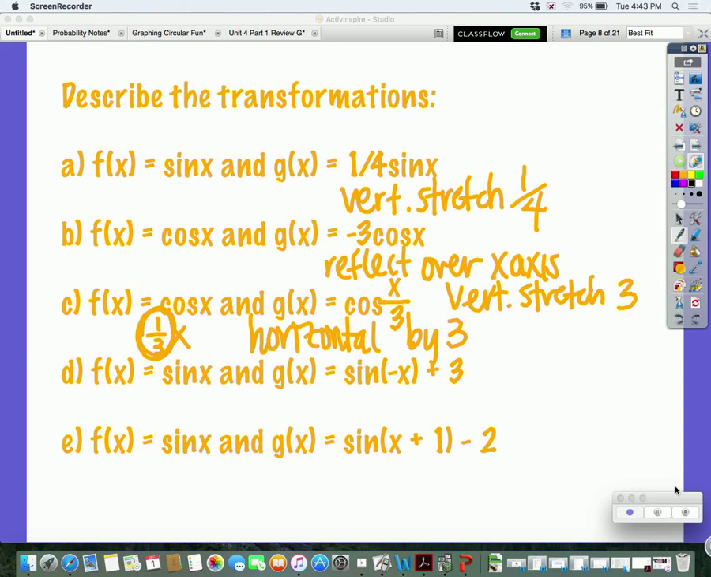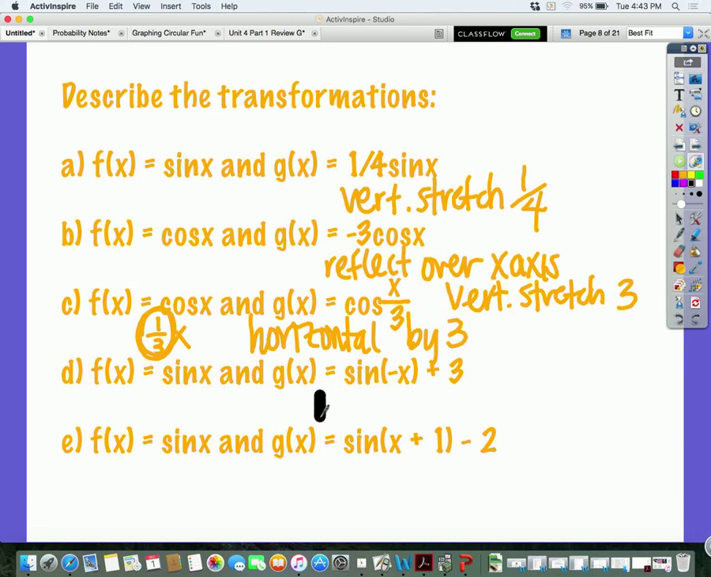Picking up where I left off, we were talking about describing all the transformations. In C, it was a horizontal stretch by a factor of 3, and the reason why it was 3 instead of 1/3 was because x over 3 can be written as 1/3 x, and so remember it's always the opposite of the number attached to the x, so that's why it was a factor of 3.